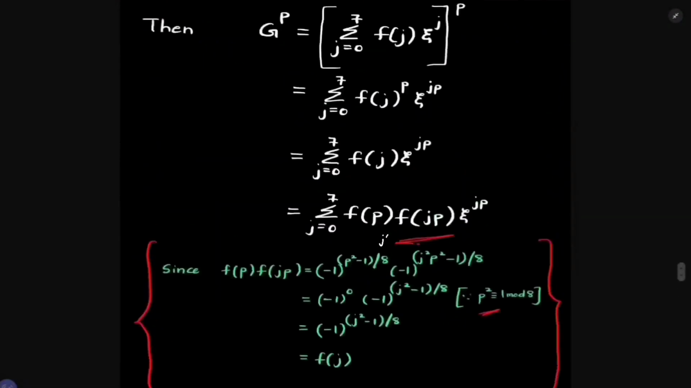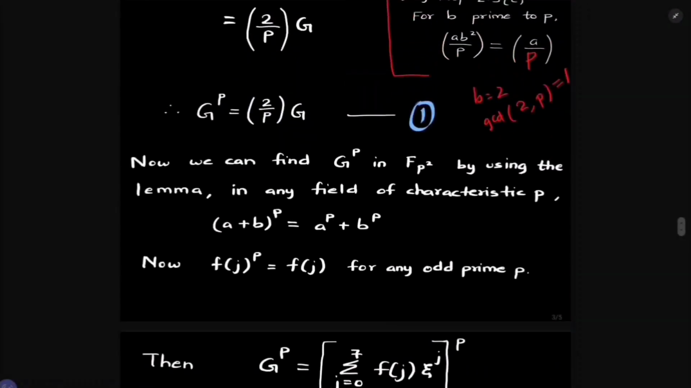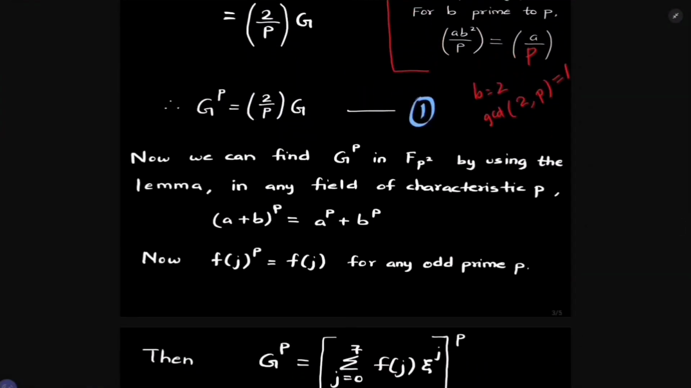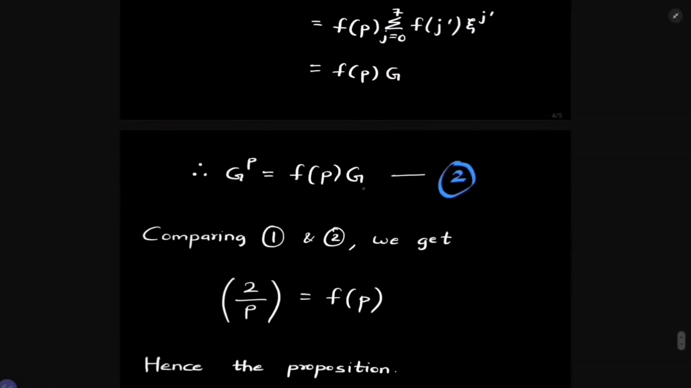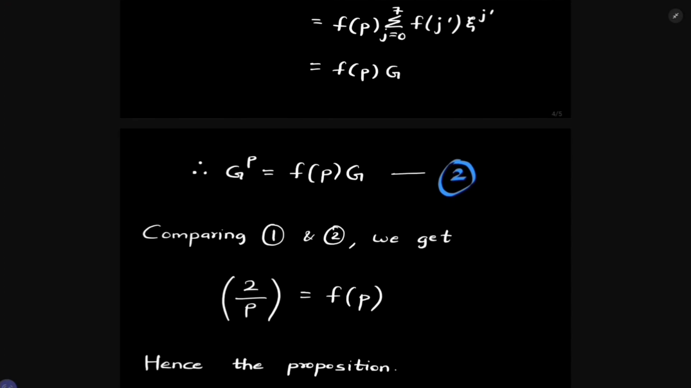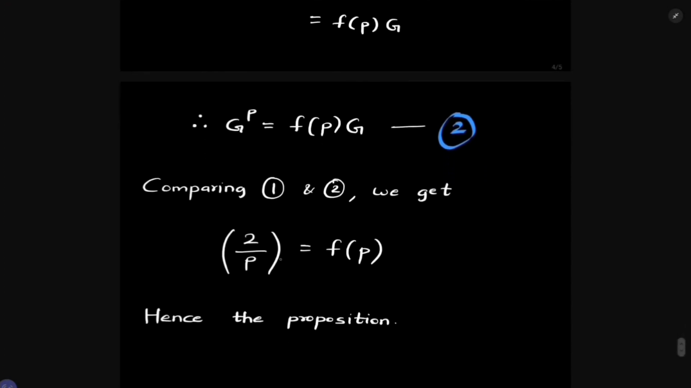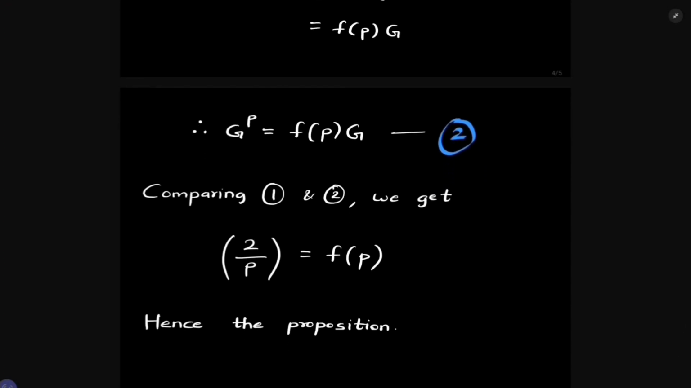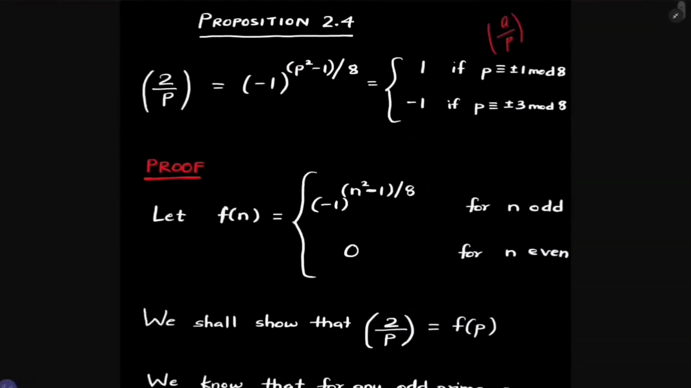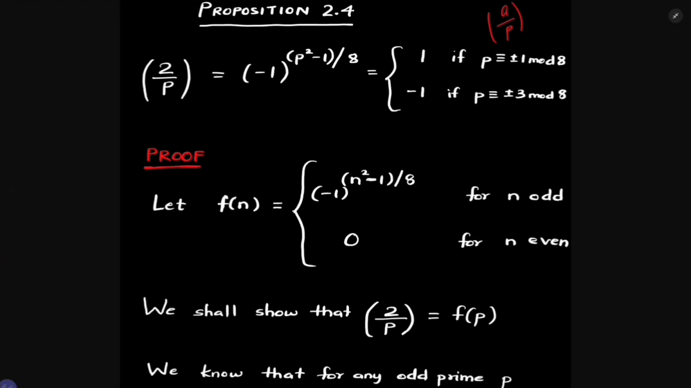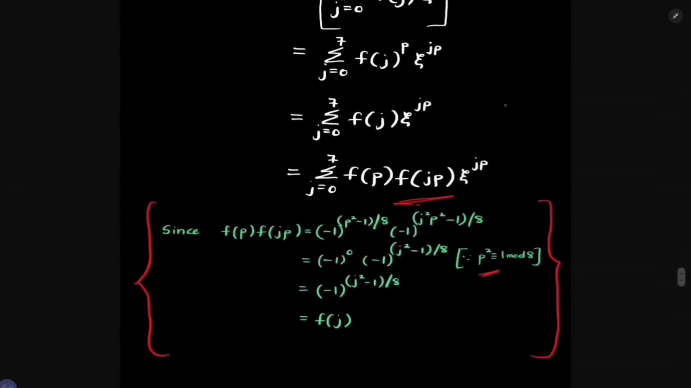Now, what was equation number 1? It was g raised to p is equal to 2 by p into g. And what is equation number 2? It is g raised to p is equal to f of p into g. So comparing 1 and 2, we get 2 by p is equal to f of p. And what is f of p? It is minus 1 the whole raised to p square minus 1 by 8. And that was our proposition. So hence we have proved the proposition.